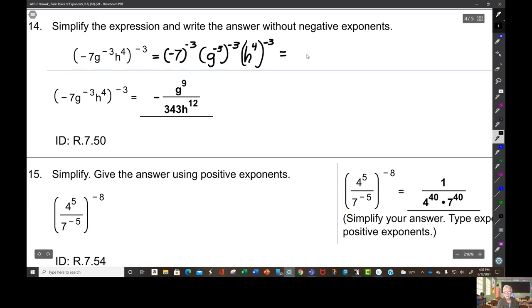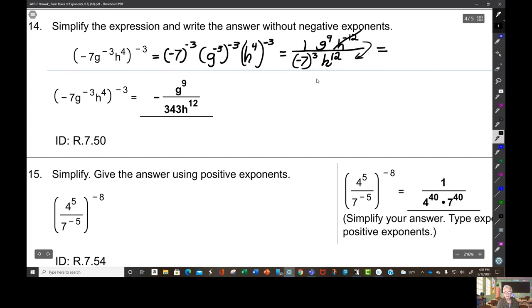So this is going to be 1 over negative 7 to the positive 3 power. G to the negative 3 times negative 3 is positive 9. H to the positive 4 times negative 3 is H to the negative 12. And so, of course, it wants to go down there. So we can just kind of mark through it and put it down here. Positive 12. We're not done yet.